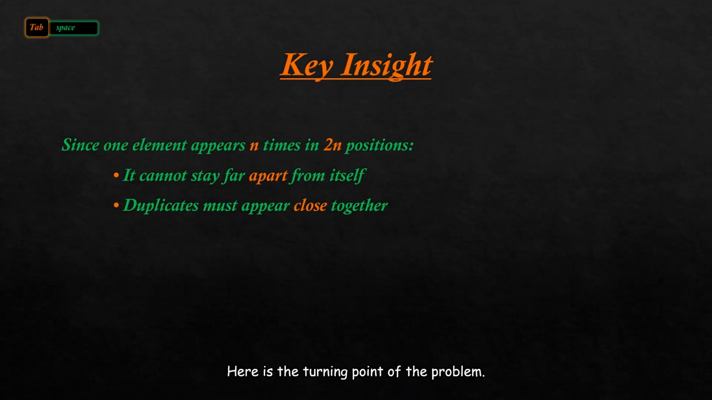Here is the turning point of the problem. Since one element appears n times in an array of size twice n, it is mathematically impossible for all its occurrences to be far apart. At least 2 copies of the repeated element must appear next to each other or very close to each other. This observation allows us to detect the repeated element without counting frequencies.